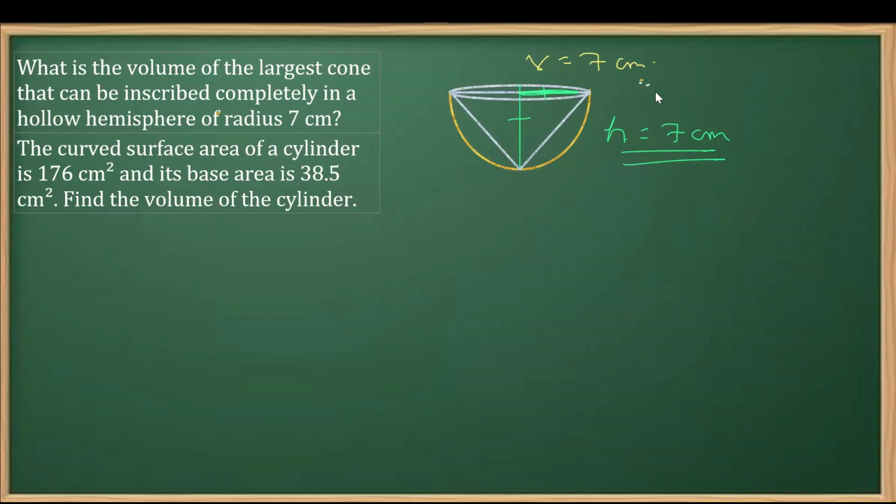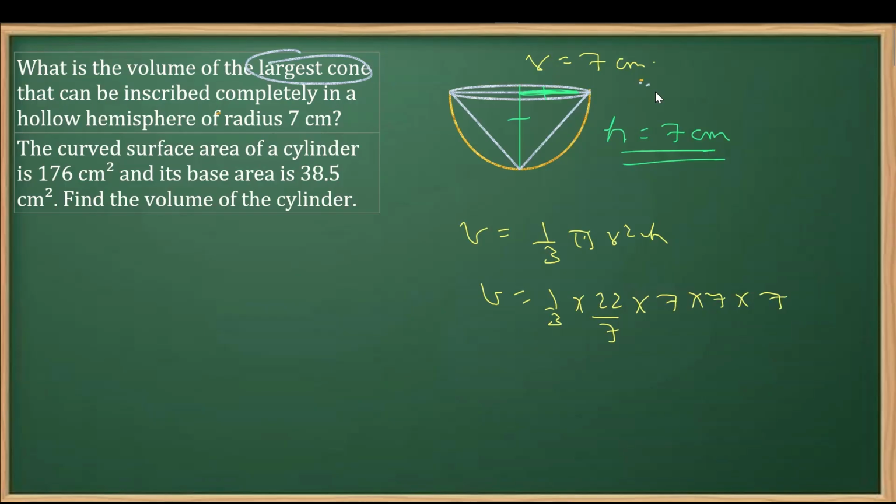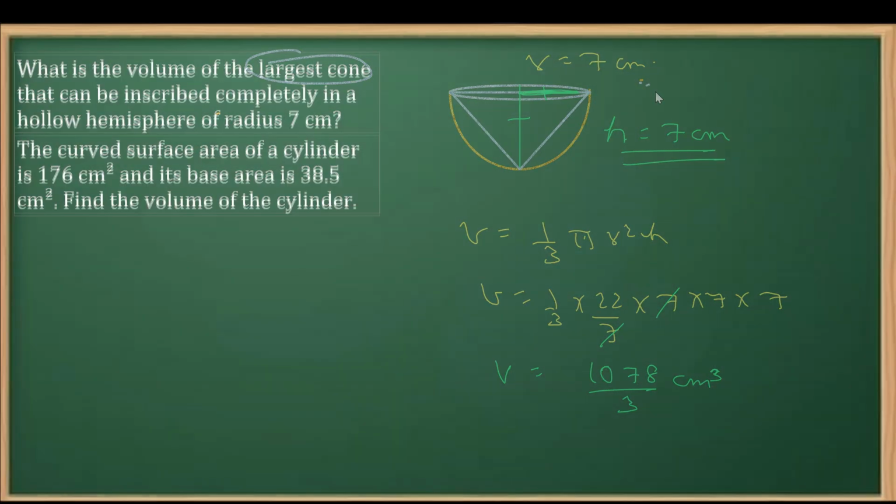Now what we have to find out is the volume of this cone. So we have the volume of the cone formula as 1 over 3 pi r square h. So this is 1 over 3, replacing pi with 22 over 7, and radius as 7 into 7, and height is also 7. Now check here, this 7 and 7 get cancelled. So we'll finally multiply them. 22 multiplied by 49 should give you 1078 over 3, and it should be centimeter cube, right? That should be the volume of this figure. Now let's move to the next.